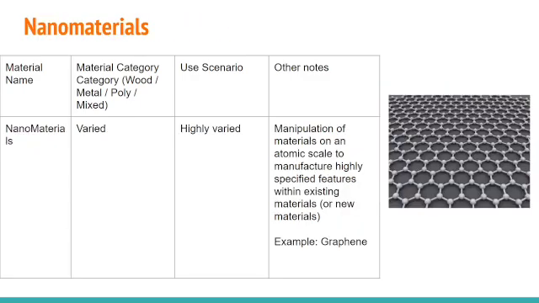Now, nanomaterials is a bit of a generalized category, so I'm not going to go into the entire category of it. But for the most part, what you need to know is that nanomaterials involve the manipulation of materials on an atomic scale, which enables us to build new materials or edit existing materials with other properties by introducing other materials to it at an atomic level. A really good example of this is graphene. So graphene is essentially carbon atoms that are layered in a 2D plane.